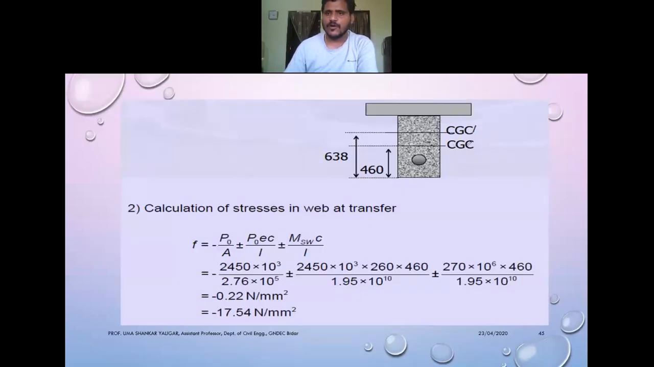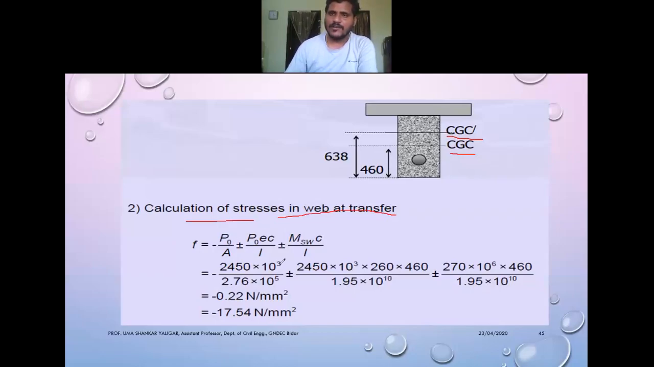And this is what we got. This is the CG of the web portion, but CG dash is due to the composite action. This is at 460 from the bottom, whereas this is at 638 from the bottom. Now the calculation of stresses in the web at transfer.